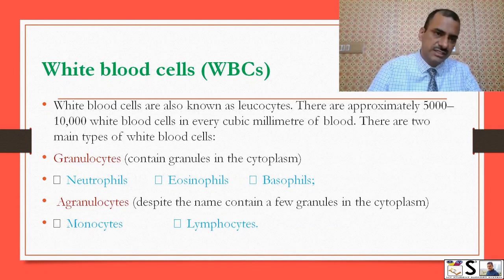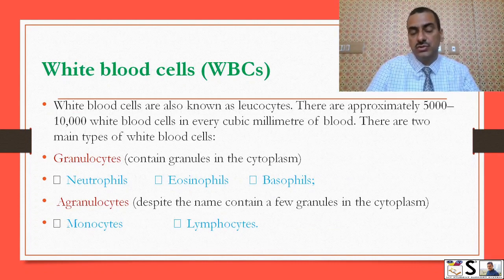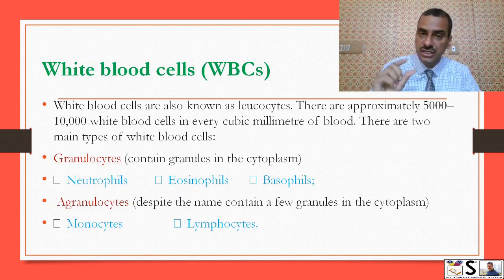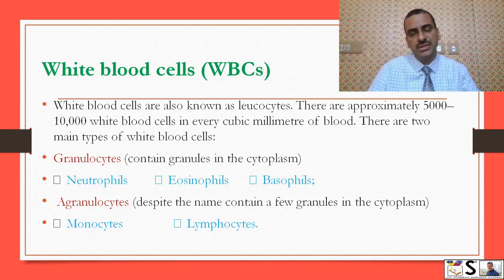What are white blood cells? White blood cells are also known as leucocytes. There are approximately 5,000 to 10,000 white blood cells in every cubic ml of the blood. There are two main types of white blood cells, granulocytes and agranulocytes. Granulocytes contain granules in the cytoplasm, which includes neutrophils, eosinophils, and basophils.